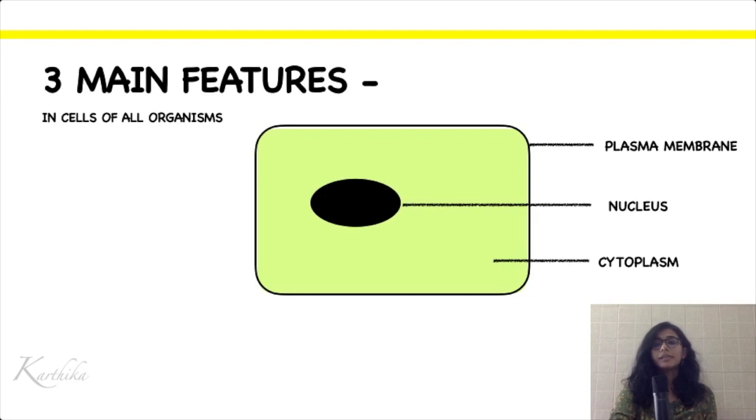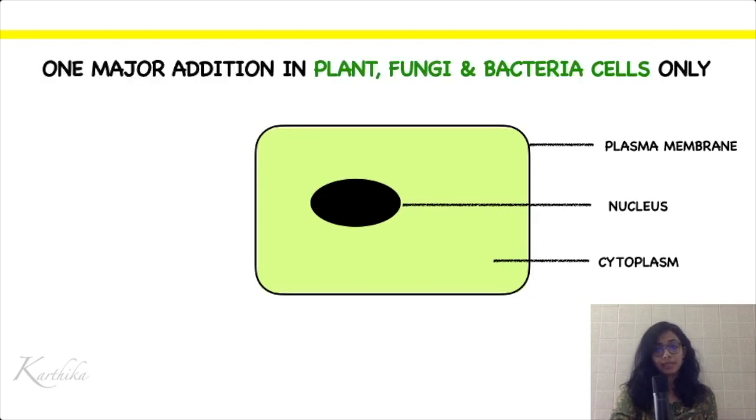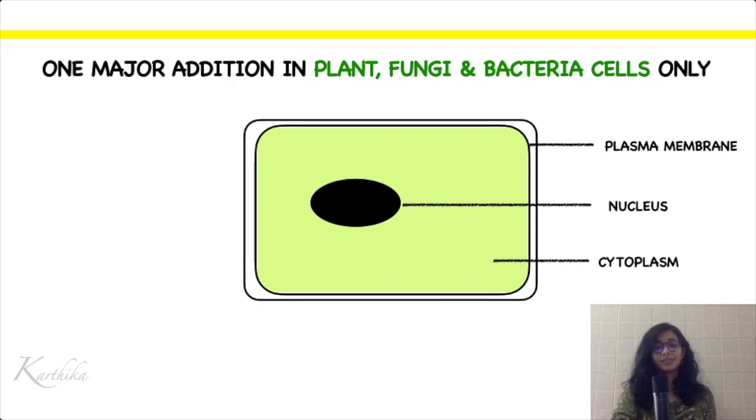Now, only in plant, fungi and bacterial cells, that means not in animal cells, there is another addition to this. And this is a very major addition because it provides strength to the cells. And that's nothing but the cell wall. Right? This is present only in plant, fungi and bacterial cells.